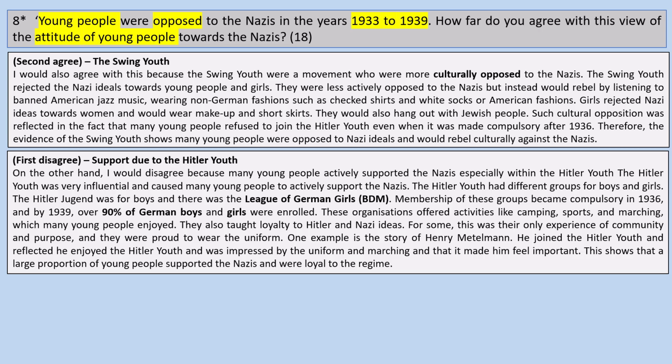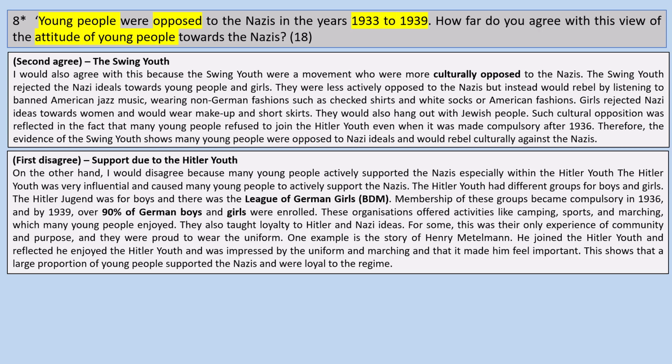The Hitler Youth was very influential and caused many young people to actively support the Nazis. The Hitler Youth had different groups of boys and girls. The Hitler Jugend was for boys, and there was the League of German Girls, the BDM. Membership of these groups became compulsory in 1936, and by 1939, over 90% of German boys and girls were enrolled.